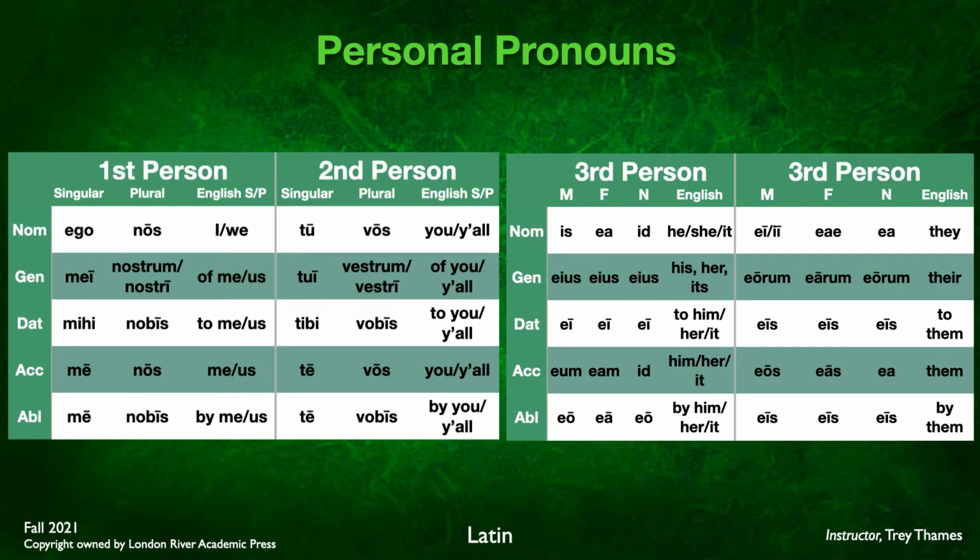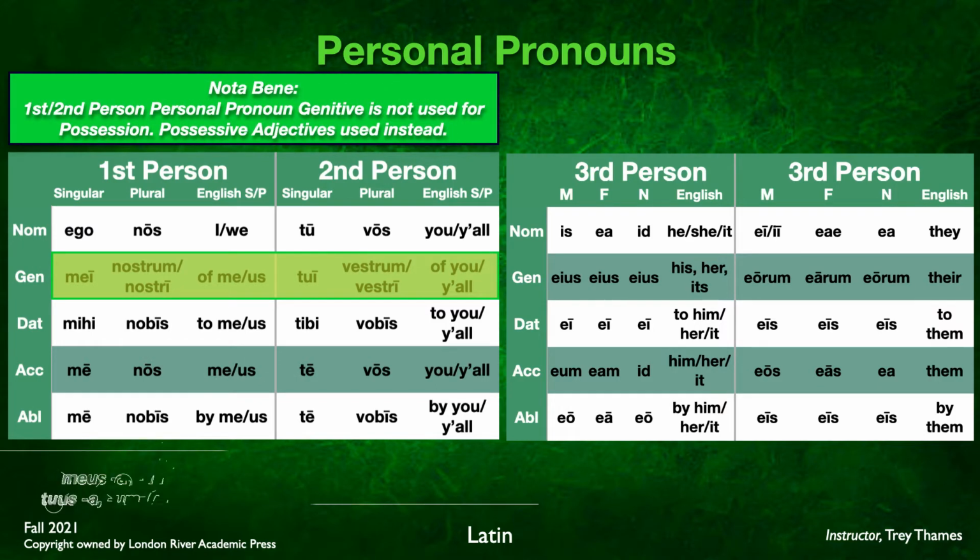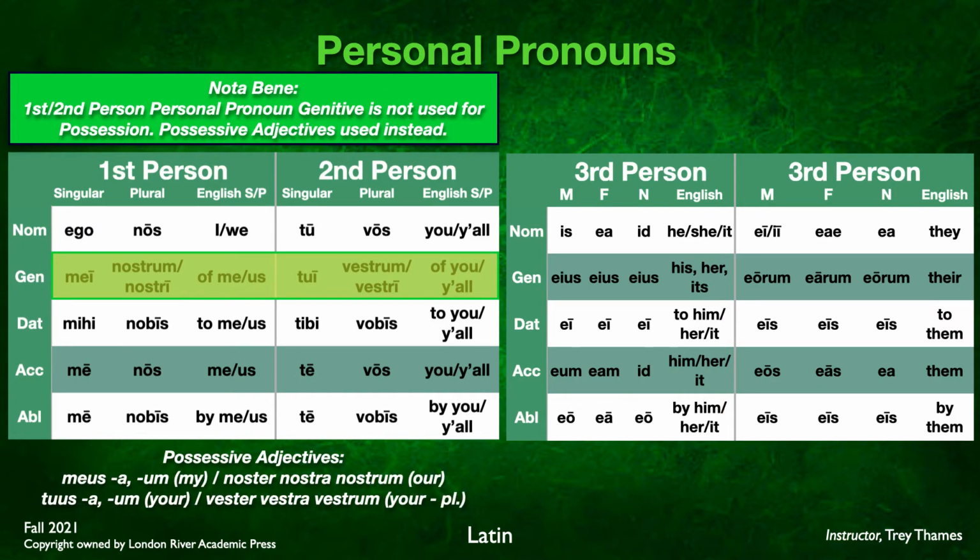Now, a couple of things we want to make sure we take note of here. Nota bene: first and second person personal pronoun genitives are not used for possession. I know we've always said that genitive is generally considered or functioning as possession, one of its main functions. But here, for personal pronouns in first and second person, the genitive does not function as an adjective.